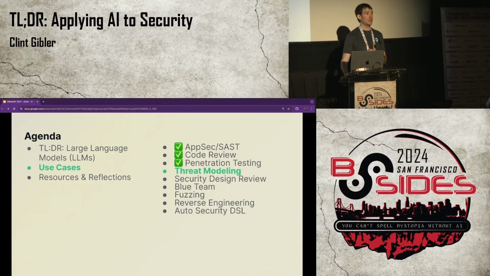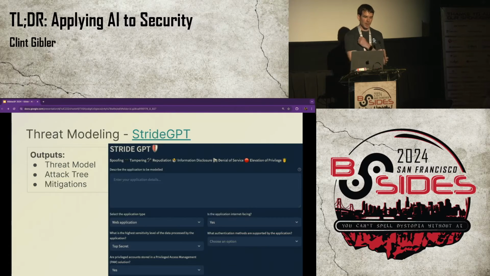Okay, so moving on to threat modeling. Matt Adams talked about and released this tool called StrideGPT, where basically you can put in the description of the application. Is it internet facing? What sort of sensitive data does it have access to? Is it a web app or something else? And then it pops out a threat model, attack tree, and various mitigations. So that's: provide a bunch of info and then get something out of it.